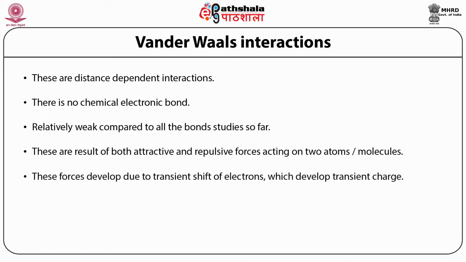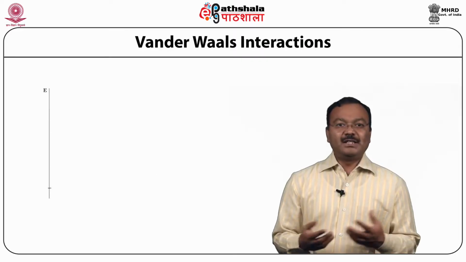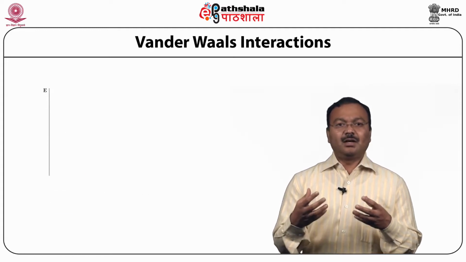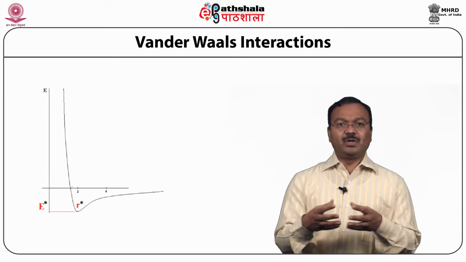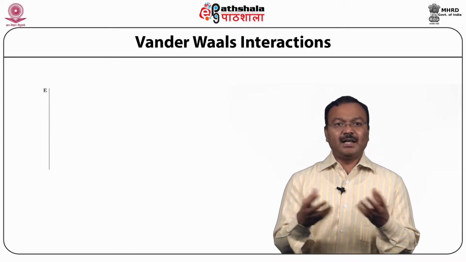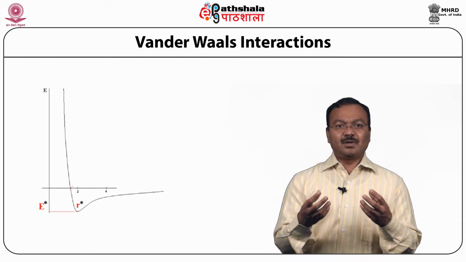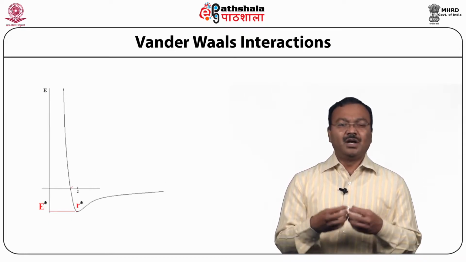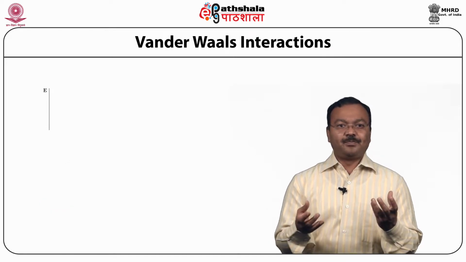These forces develop due to a transient shift of electrons, which develops transient charges on these atoms, and those transient charges can attract or repel. Van der Waals interaction is another weak, very transient bond, which is seen between general atoms, any atom. This is caused by the transient shift of electrons that can lead to the formation of a dipole or multipoles.